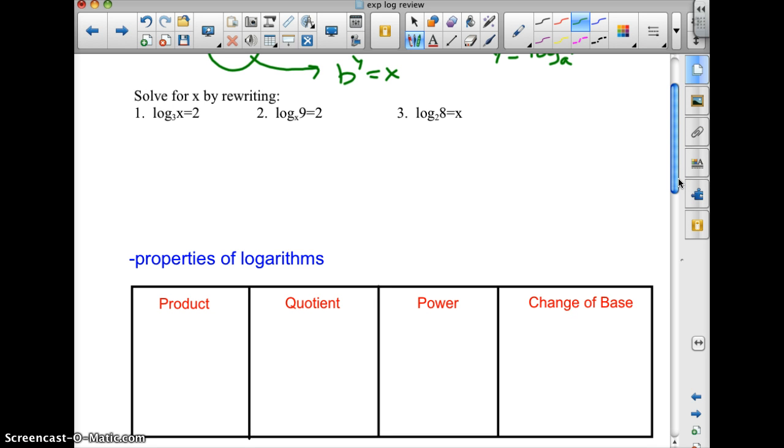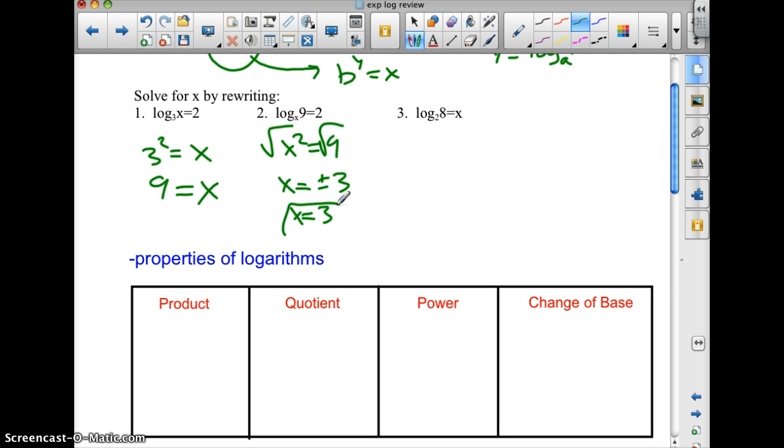What I want to do is take these logs and rewrite them in exponential form. So it's 3 squared equals x. That gives me a 9. 9 equals x. Okay, next one here. x squared equals 9. I'm going to take the square root of both sides here. So I get x equals, and when you take the square root of 9, it's going to be plus or minus 3. Here's the issue, though: I cannot have a negative base, so I'm only going to keep the positive answer there.